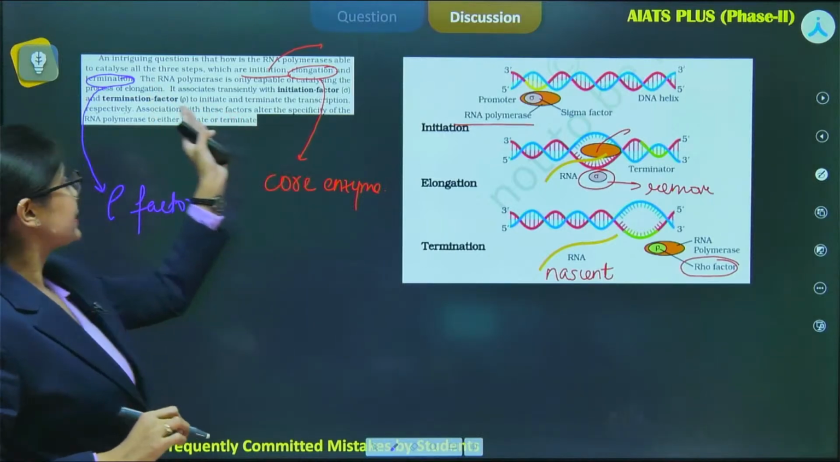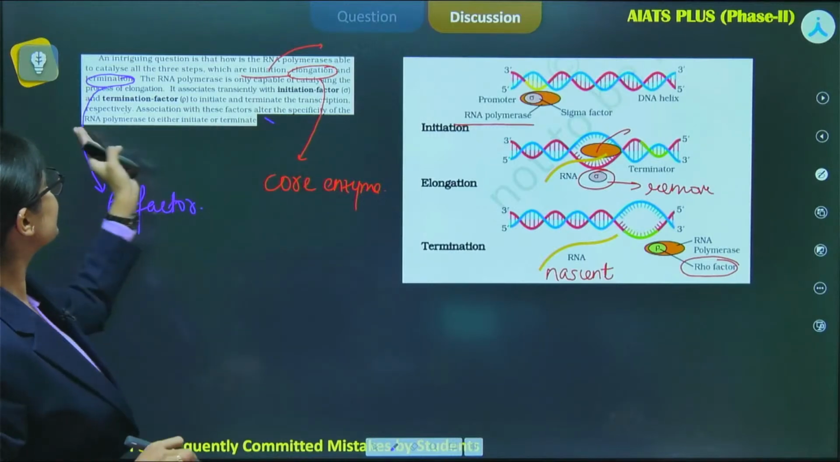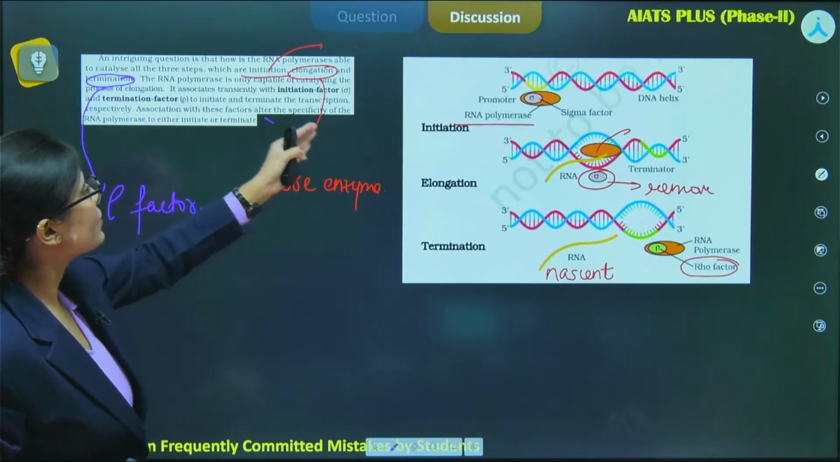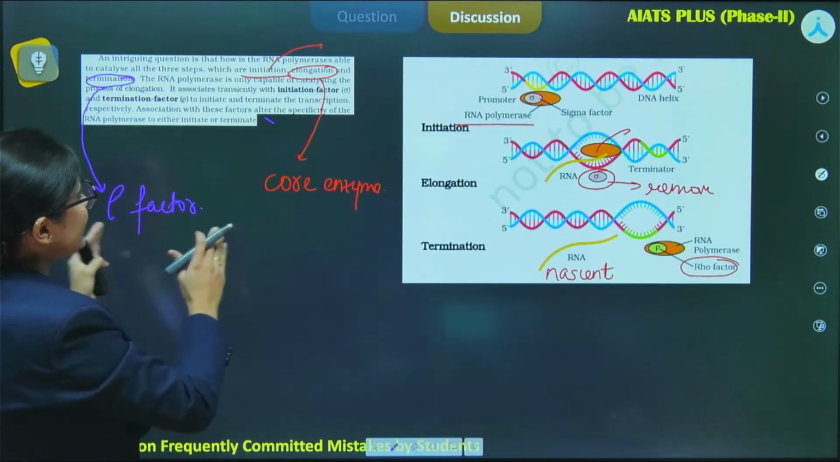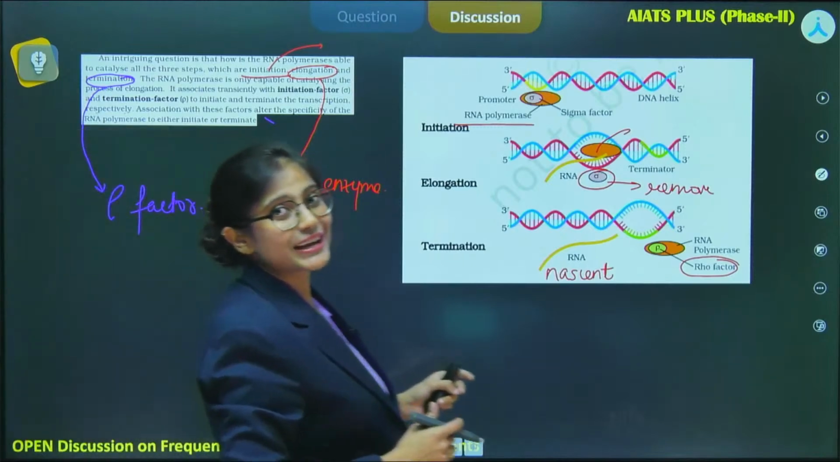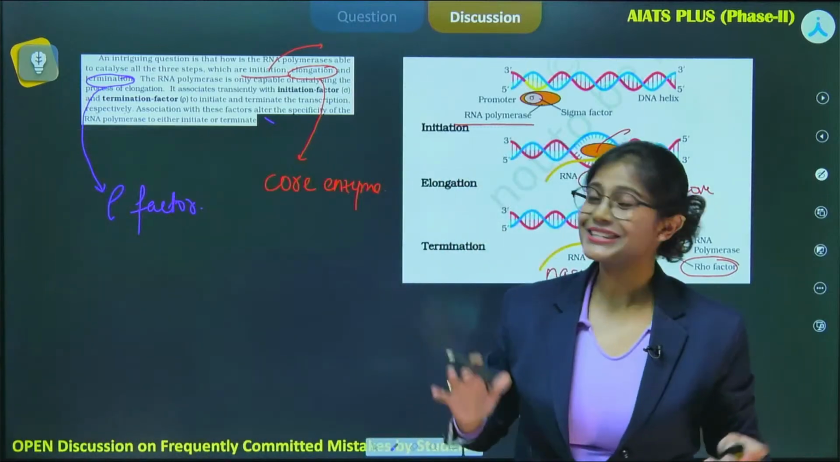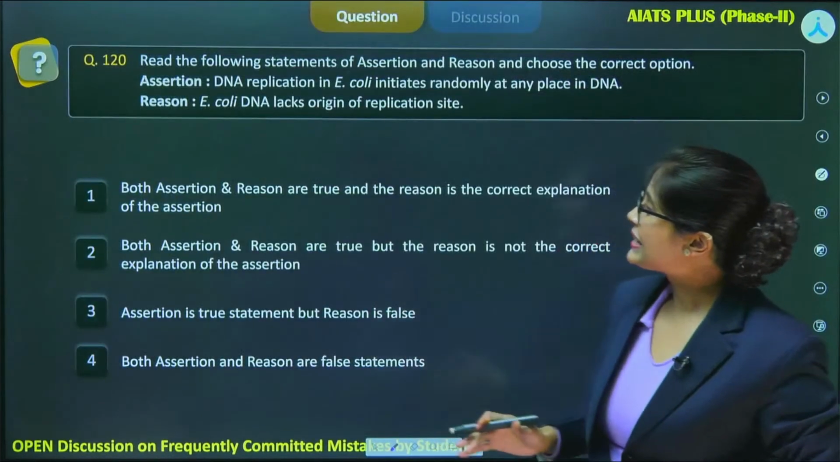And in the next line it is written, it associates transiently with initiation factor and termination factor to initiate and terminate the transcription respectively. Association with these factors alters the specificity of the RNA polymerase to either initiate or terminate, right? So this is the whole concept behind the RNA polymerase. Now let's get back to the question.